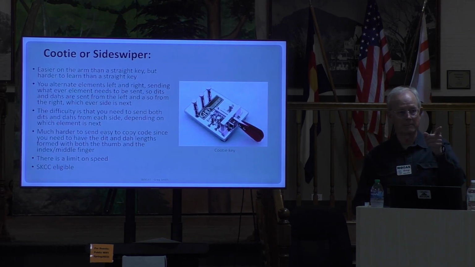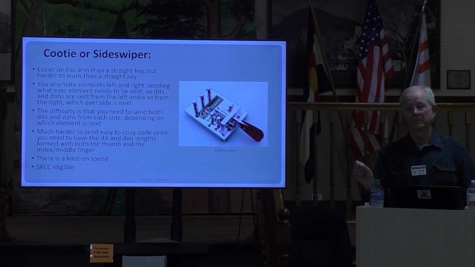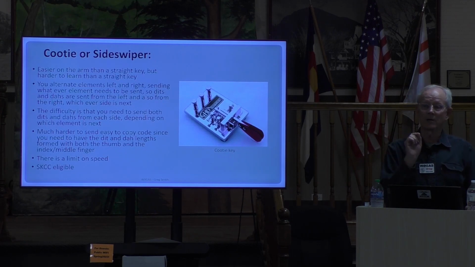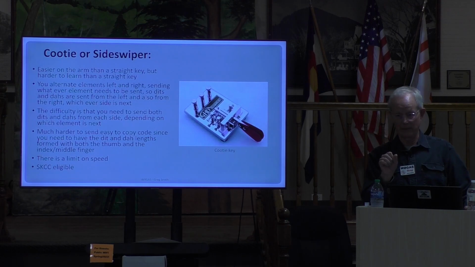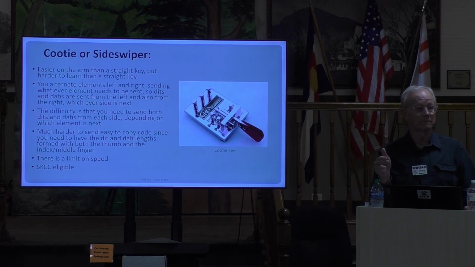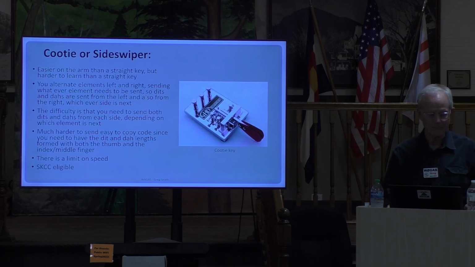Cootie or sideswiper, Dan's a big fan of this. What it does is it turns your straight key kind of on the side, but you can form the dits and the daws by moving the paddle to the left or right. So you've doubled the complexity in terms of forming how long the dit and the daw is, because you have to be able to form it both with your thumb, dit and daw, or with your fingers, dit and daw. So it's twice the complexity there. There is a limit on speed. You hear guys that are competent at this that can operate up to 30.